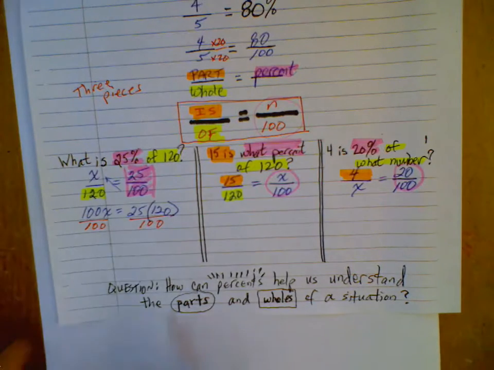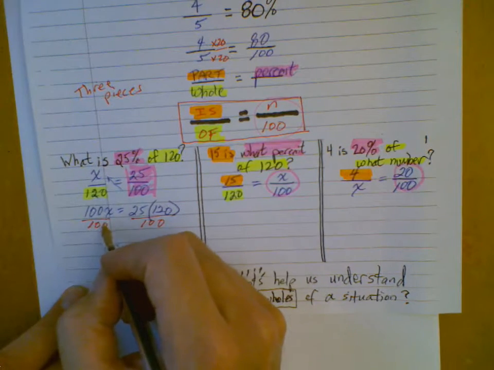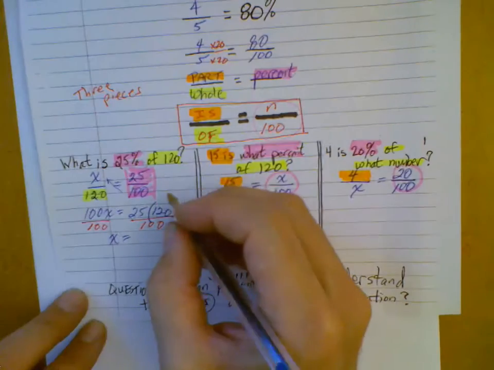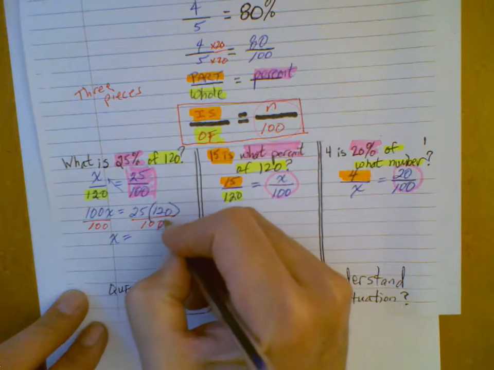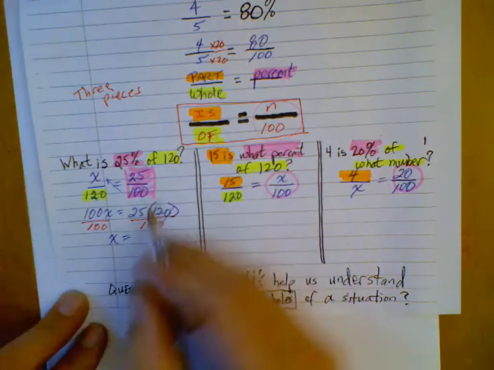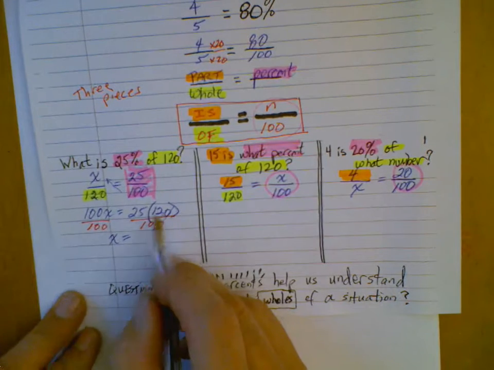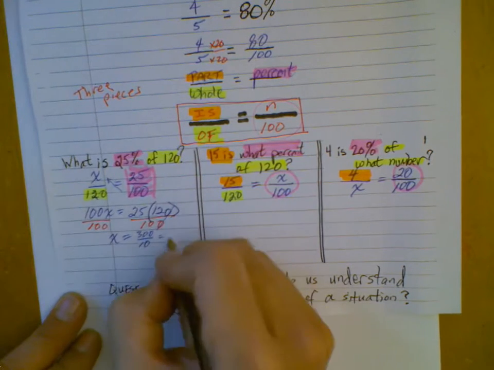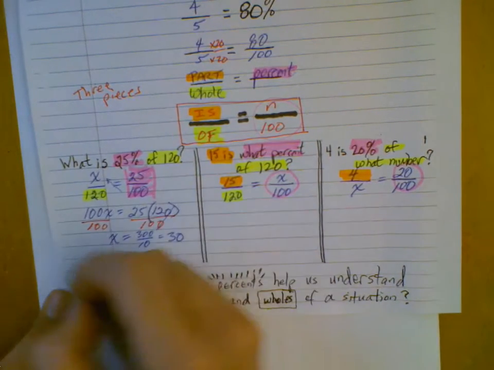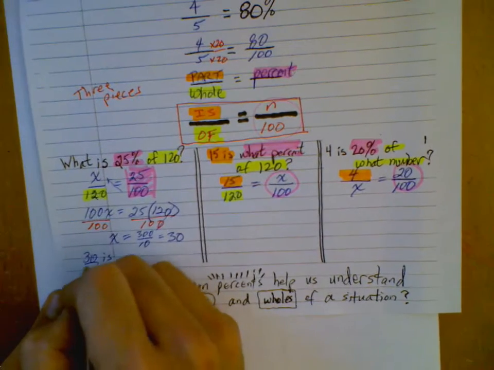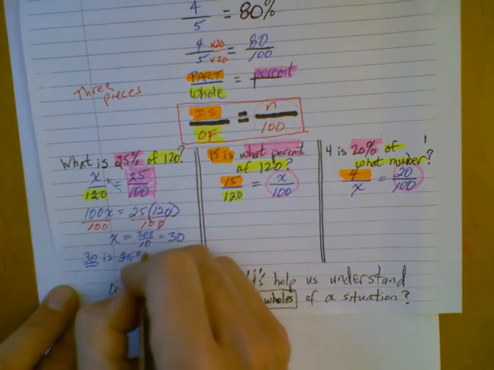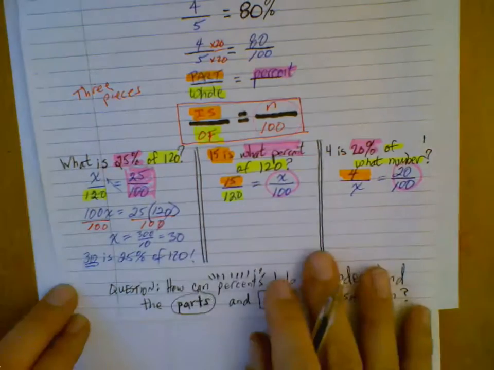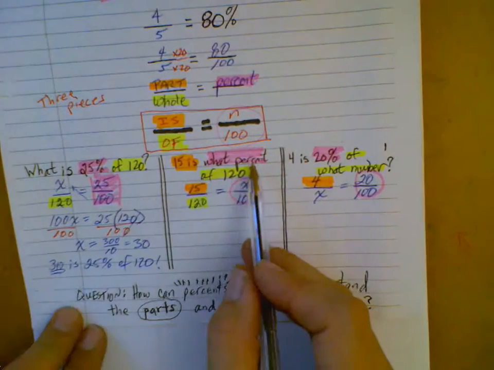So on the left side of the equation, 100 divided by 100 is 1, and 1 times x is x. On the other side, I see some zeros can cancel out because I've got 1 on top and bottom. And I'm left with 25 times 12, which is 300, over 10. And 300 divided by 10 is 30. So 30 is, that's what I was asking for, is 25% of 120. Yay!